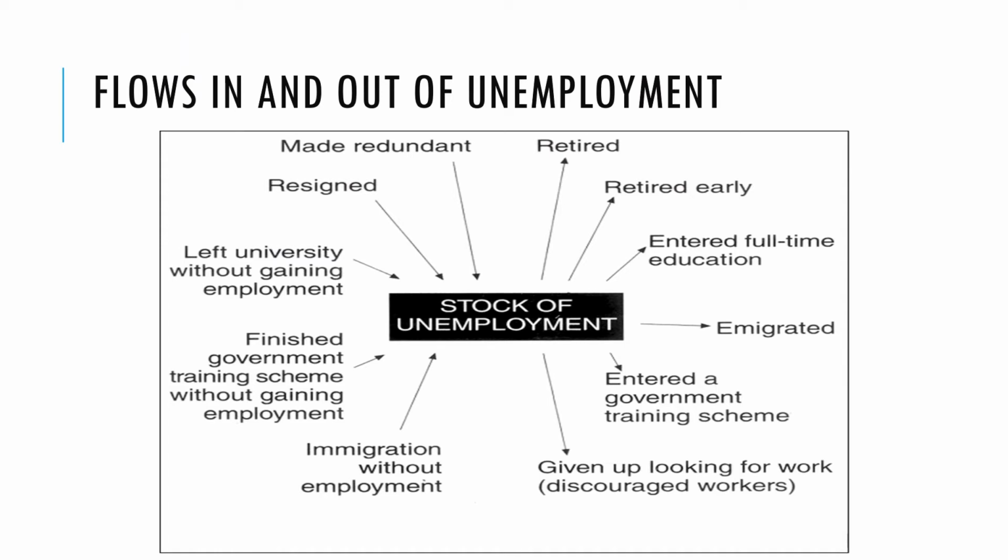Now, the level of unemployed people in the economy can go up and down because a lot of different categories are involved in whether you're actually unemployed or not. So for example, if you were to enter full-time education as a university student, you wouldn't be counted as unemployed. You've left the stock of unemployed people. You're actually now classed as being economically inactive.